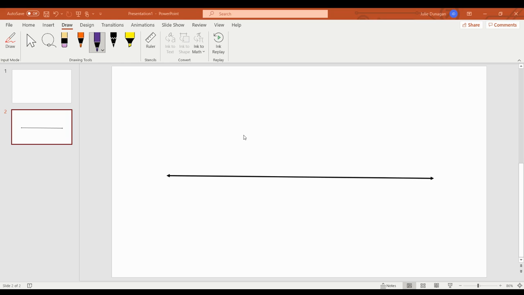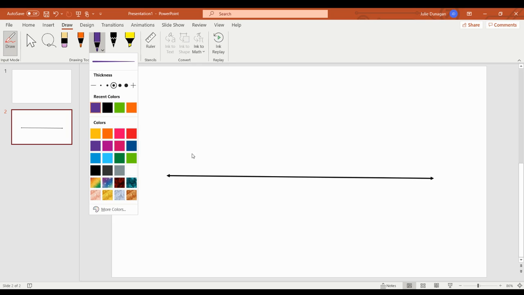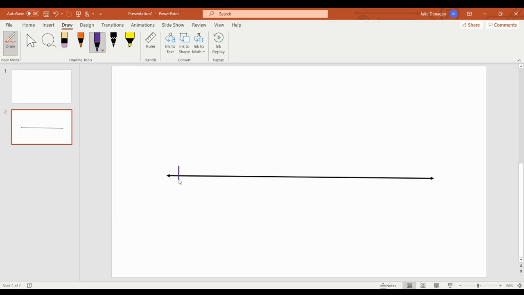So when we estimate with fractions, we look at benchmark numbers. And those benchmarks are 0, 1/2, and 1. Also, if we have a number greater than 1, we're still working with halves and the whole number.